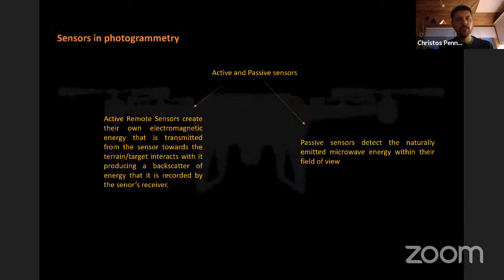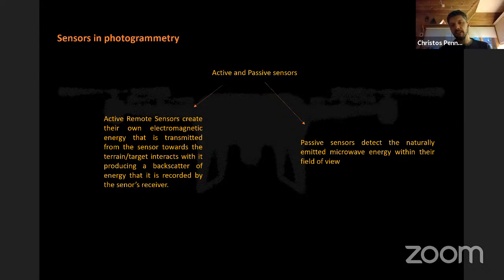So now let's move on to the sensors that we are using in photogrammetry. We can divide the sensors into two categories: the active sensors and the passive sensors. Active remote sensors create their own electromagnetic energy that is transmitted from the sensor towards the terrain or the target, interacts with it, and then produces a backscatter emission of energy that is recorded by the sensor's receiver. So with the active sensors, the sensor is sending energy and then recording the energy afterwards.